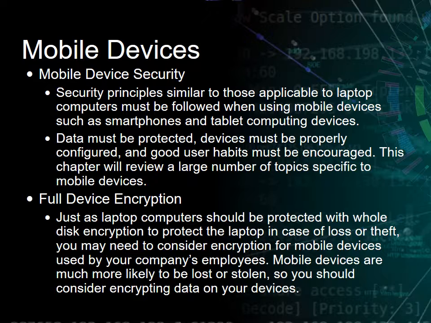First, start off with full device encryption. Just as laptop computers should be protected with whole disk encryption, such as BitLocker, in case the device is lost or stolen, you must consider encryption for mobile devices used by your companies or even just used by you personally. Mobile devices are much more likely to be stolen or lost, and you should consider encrypting data on your devices. Most of the operating systems for your phones have full device encryption available as an option.